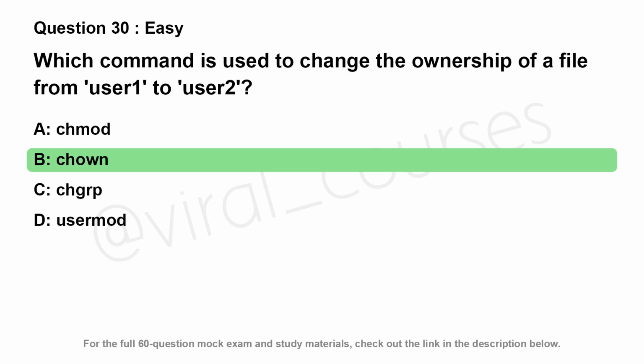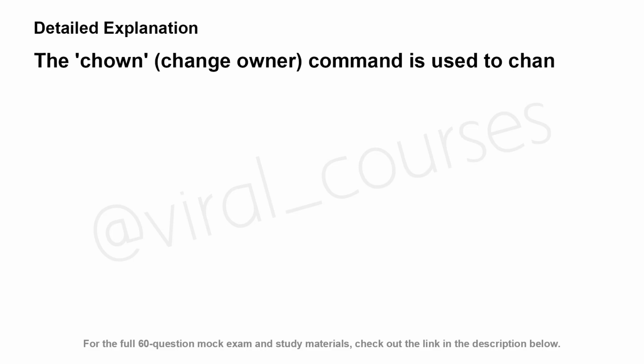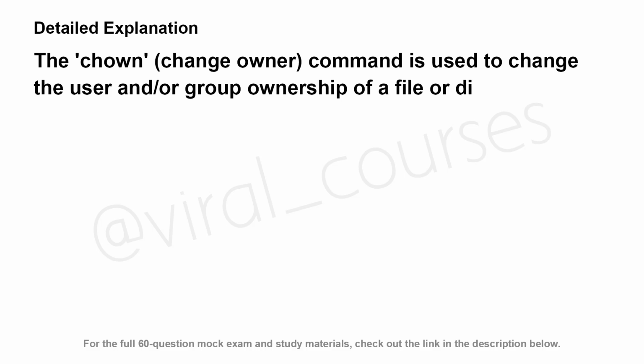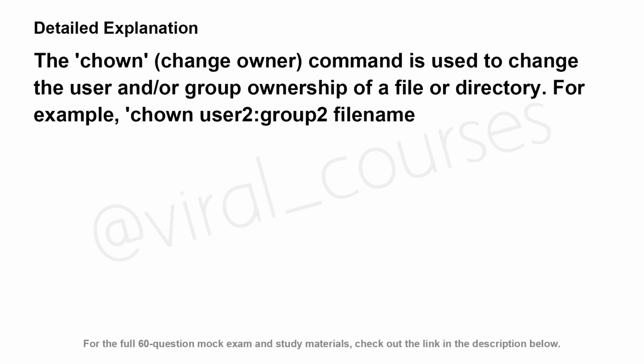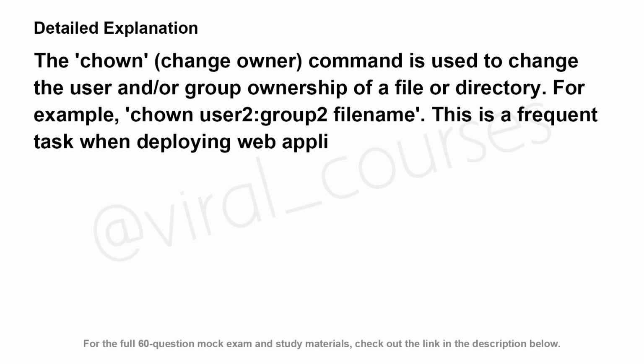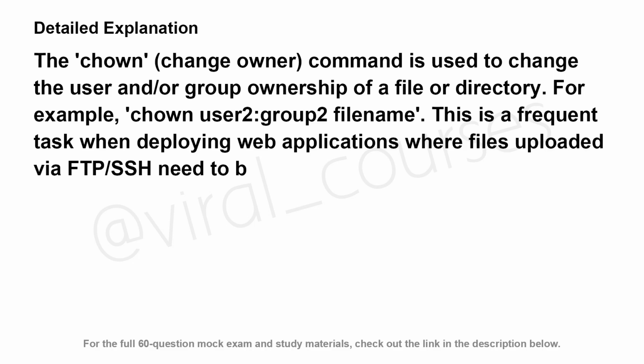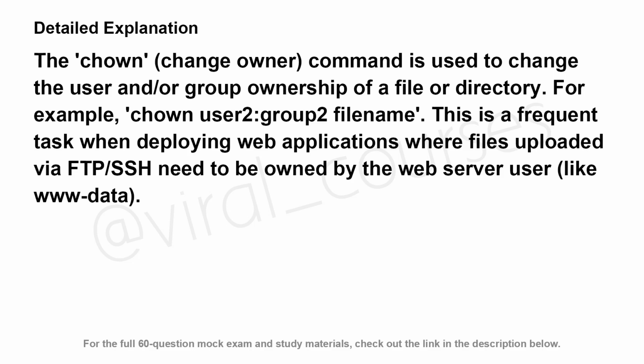The correct answer is B. The chown (change owner) command is used to change the user and/or group ownership of a file or directory. For example, chown user2:group2 filename. This is a frequent task when deploying web applications where files uploaded via FTP or SSH need to be owned by the web server user, like www-data.